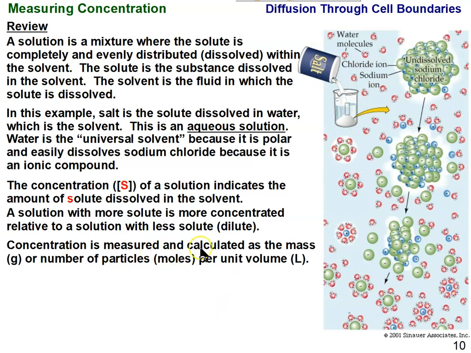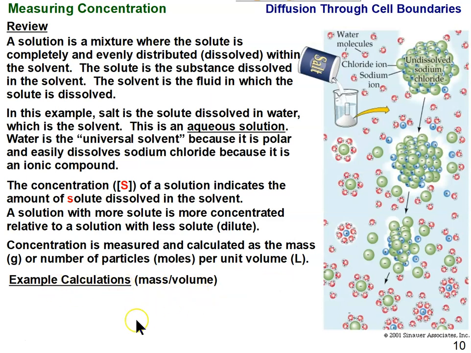So concentration is measured and calculated as the mass in grams or number of particles in moles. And you're going to learn all about moles in chemistry next year. All you need to know about it now is it's a way of indicating number of particles of a substance. But it's the mass or the number of particles per unit volume. Now, for our purposes, we're always going to just use the mass, not the moles, because again, that's a subject for chemistry next year. So mass divided by volume. Concentration is calculated by mass divided by volume.